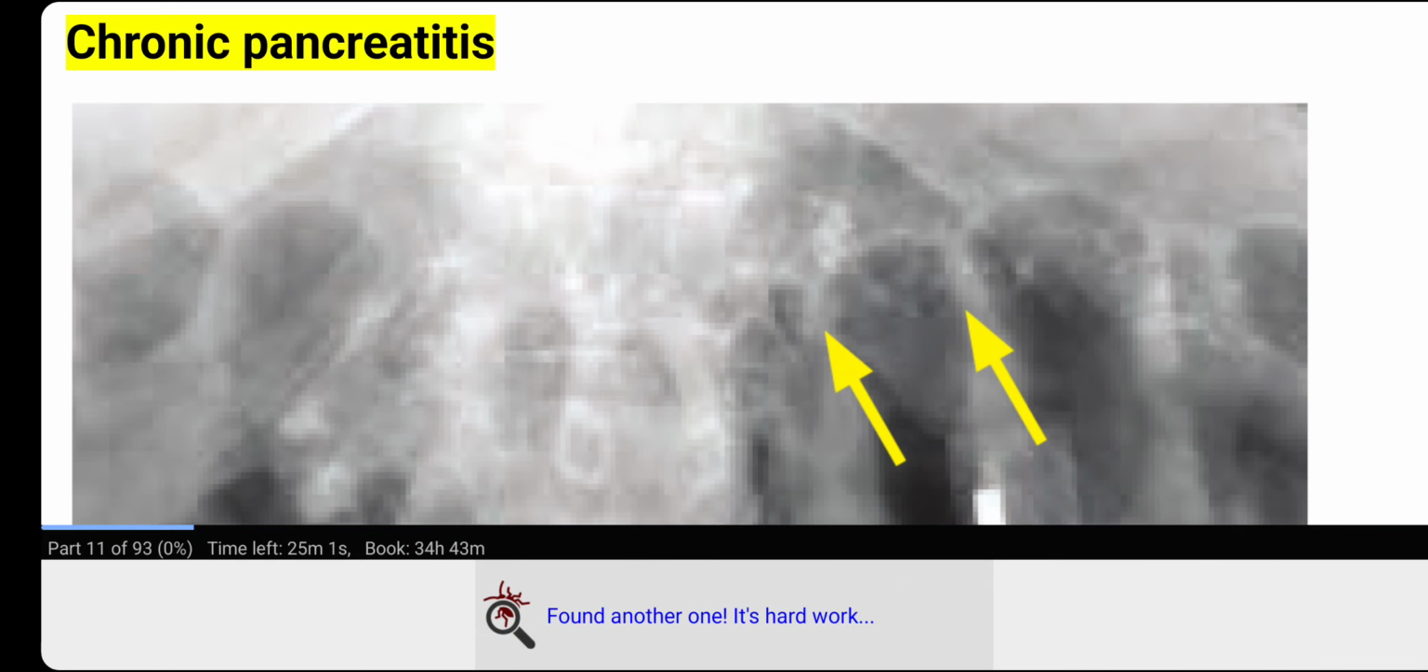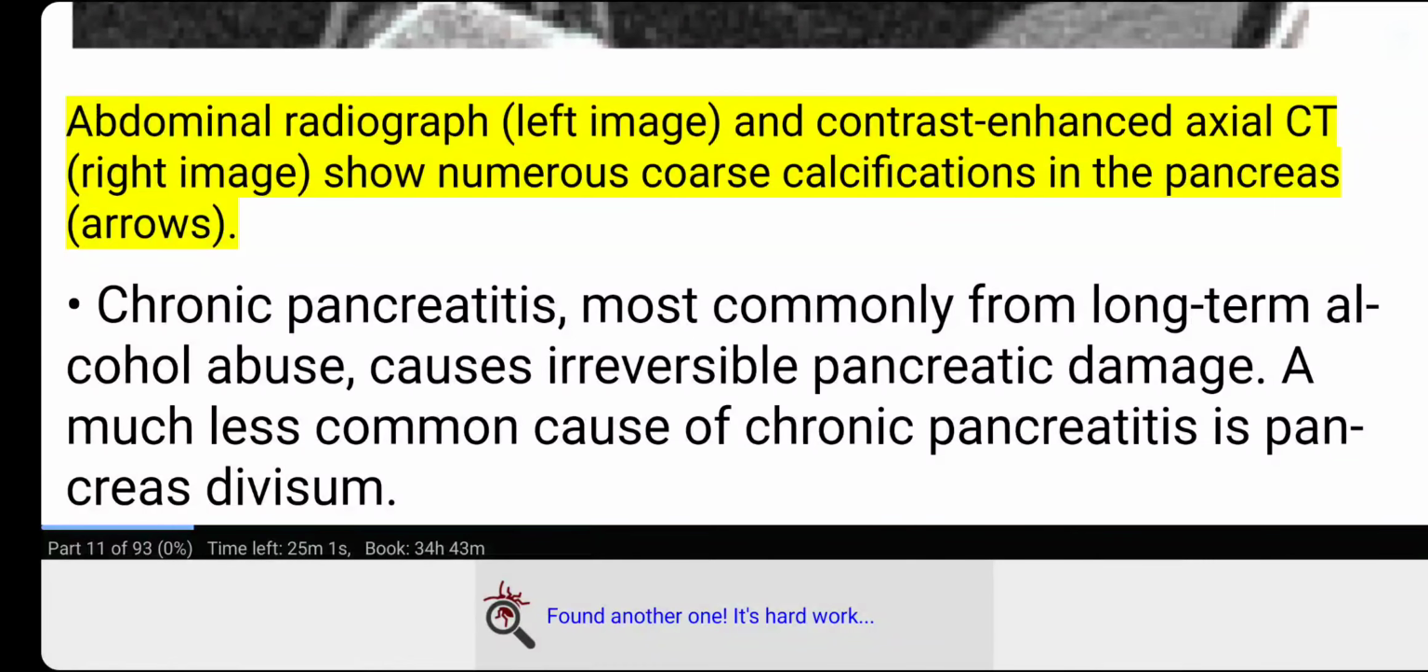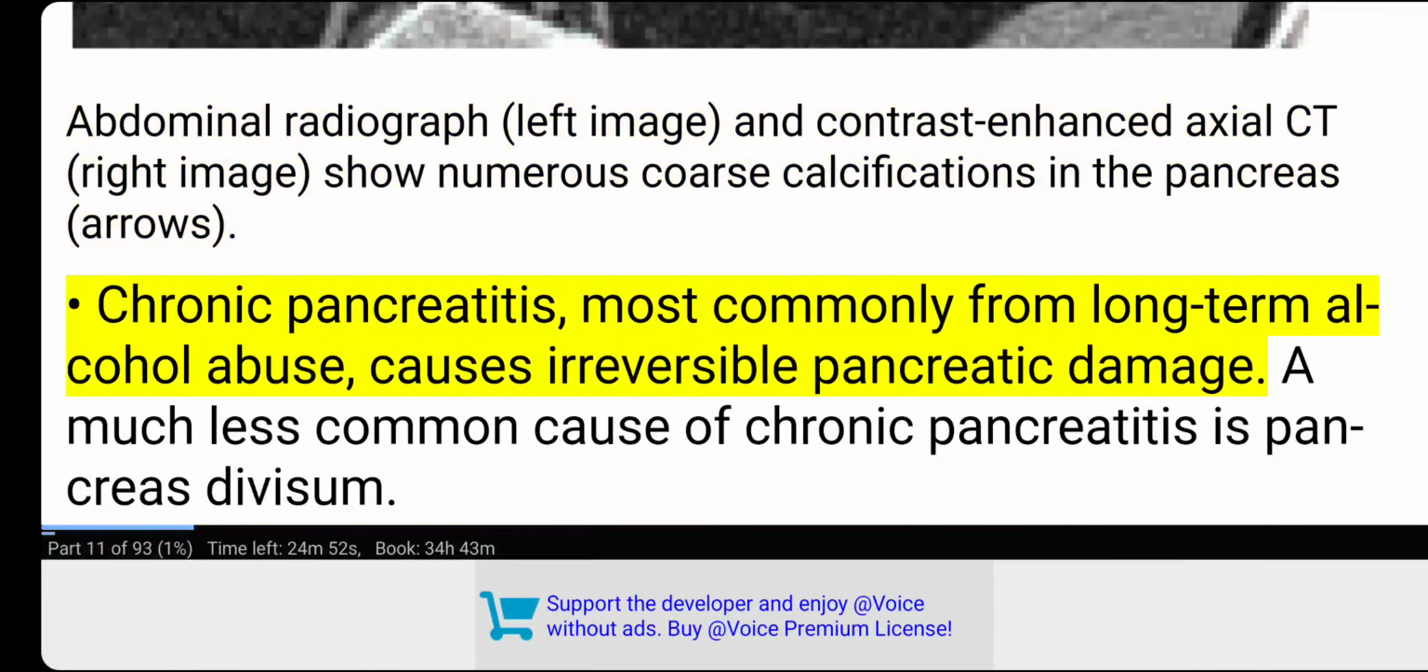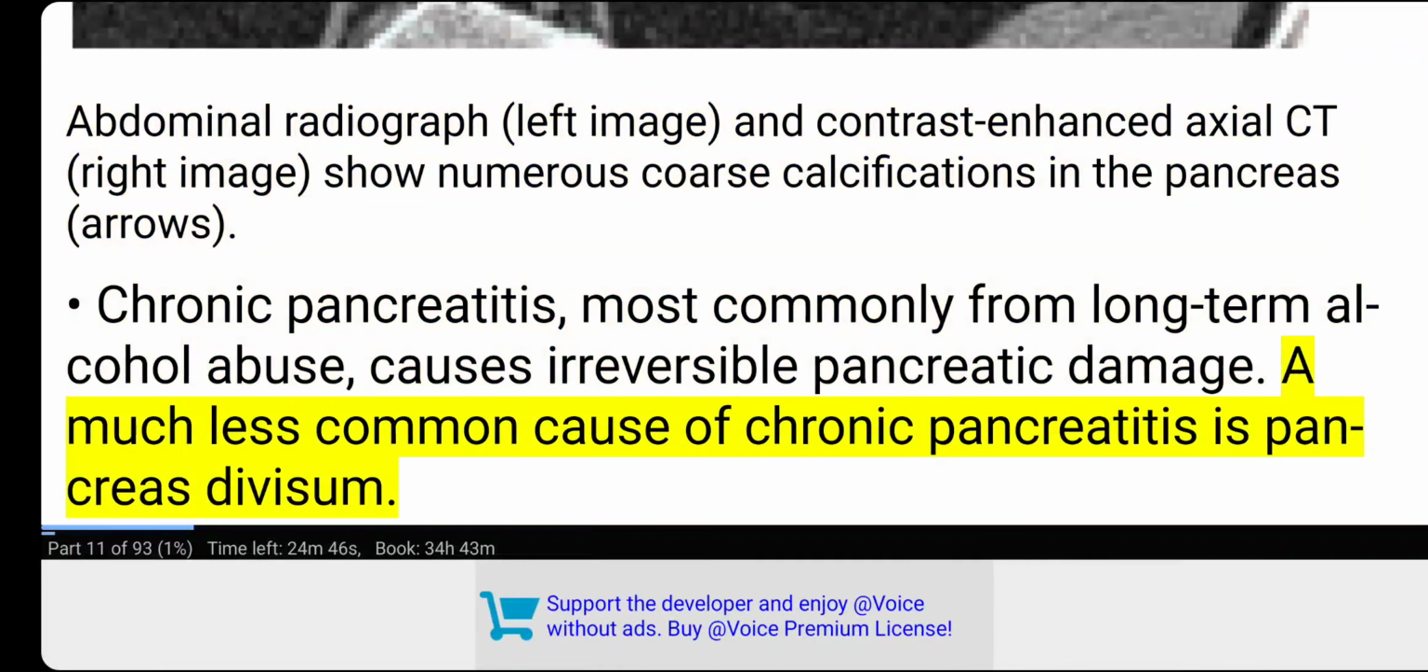Chronic pancreatitis. Abdominal radiograph, left image, and contrast-enhanced axial CT, right image, show numerous coarse calcifications in the pancreas, arrows. Chronic pancreatitis, most commonly from long-term alcohol abuse, causes irreversible pancreatic damage. A much less common cause of chronic pancreatitis is pancreas divisum.